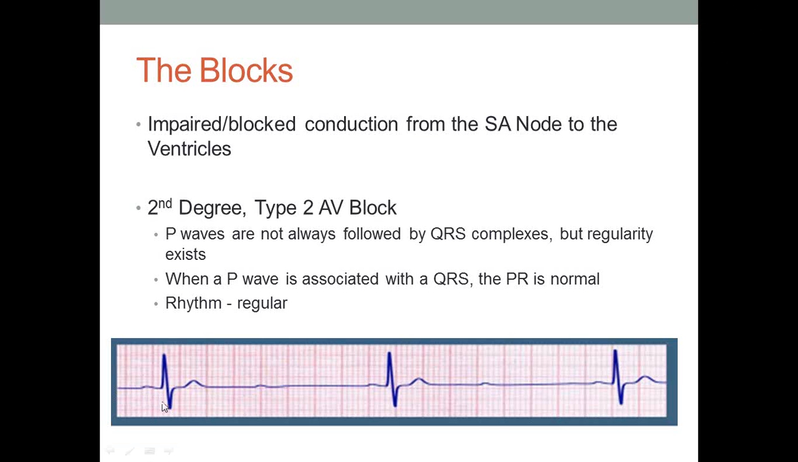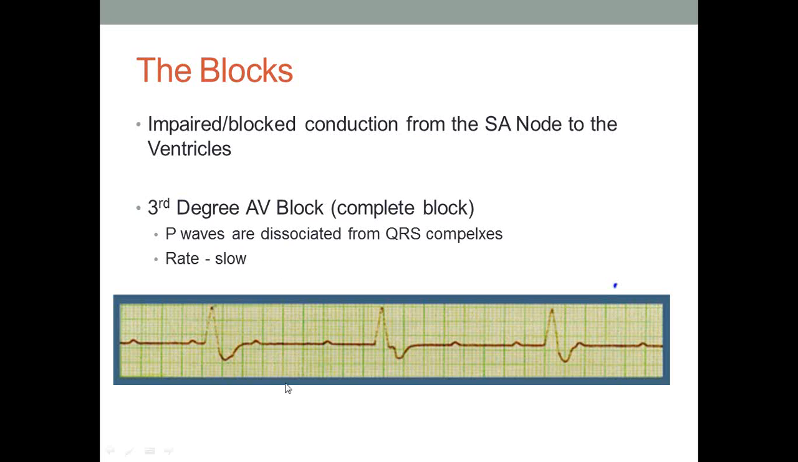When the P wave is associated with a QRS complex, the PR interval is normal. Okay, so when the P wave is associated with a QRS complex, the PR interval is less than 0.2 seconds, or less than one big box. So have a look at these P waves that are associated with QRS complexes. They're all less than 0.2 seconds. Okay, these P waves that are not followed by QRS complexes, we can't measure that.